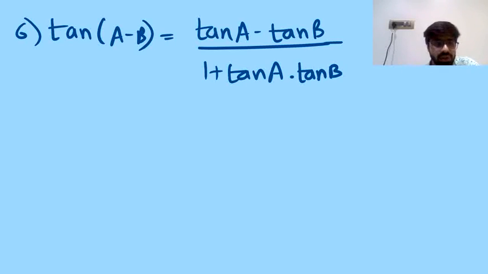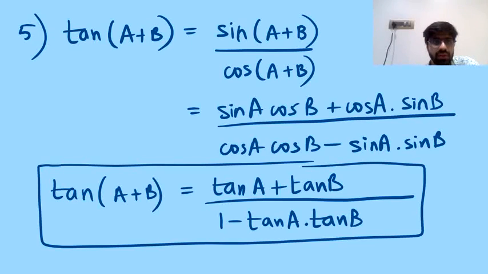Now how to remember this? There's a simple method for remembering this. If there is a plus in the middle with tan, then while expanding, the numerator will have plus and the denominator will have minus. So tan of A plus B will be tan A plus tan B. If there's a plus in the numerator, there will be a minus in the denominator. So it will be 1 minus tan A tan B. If I ask you tan of A minus B, because there's a minus here, the expansion would be tan A minus tan B upon, if there's a minus here, then the denominator will have plus.